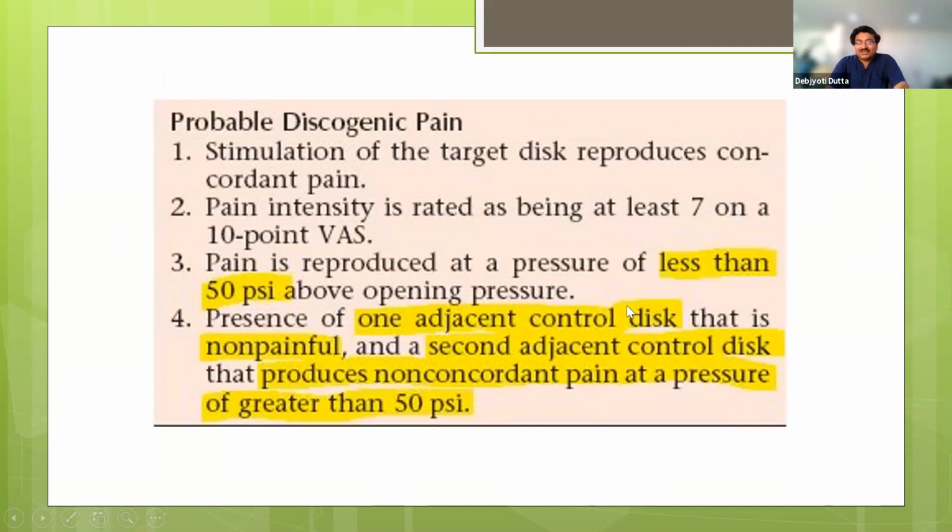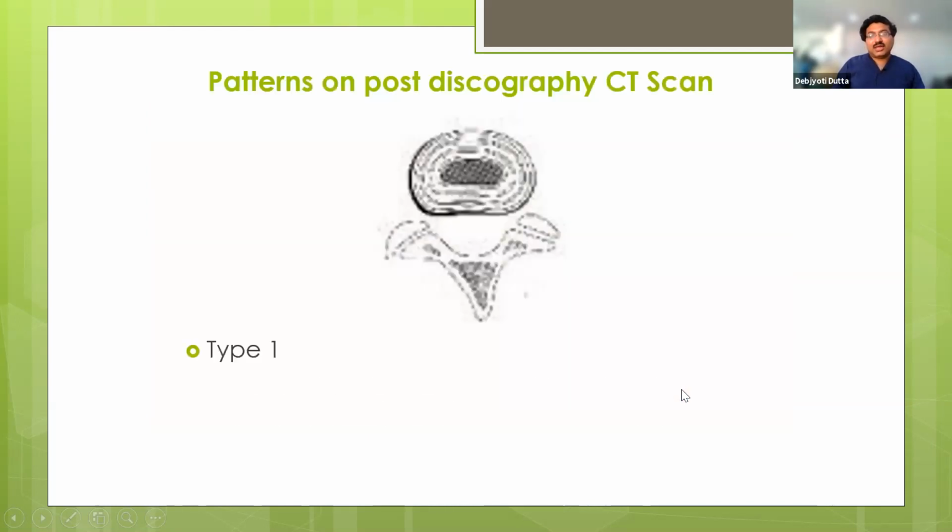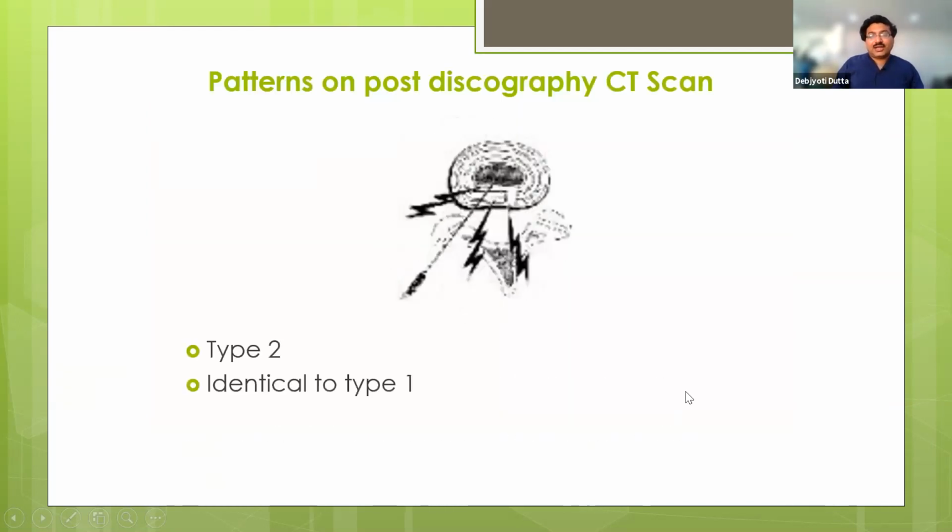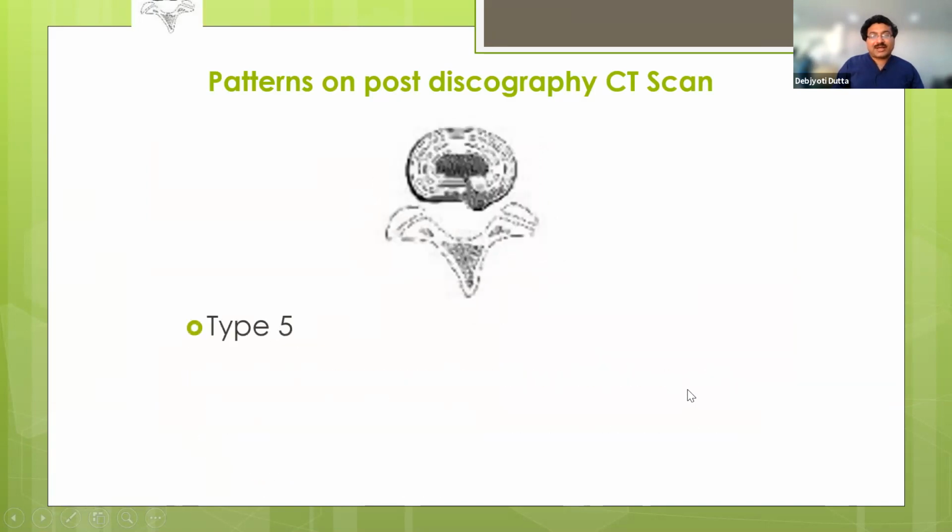And we'll be calling it a probable discogenic pain if you are getting one chemically sensitive disc and one control disc that is non-painful. Okay, so in those cases, we should consider it as a probable discogenic pain. Okay. Next, we need to find out the discography patterns.